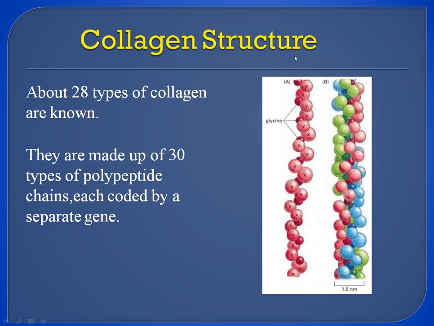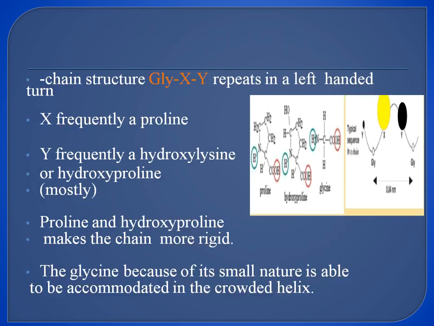Now look at the collagen structure. There are about 28 types of collagen which are known, and they are made up of 30 types of polypeptide chains, each coded by a separate gene. So collagen is a repeat unit of glycine-X-Y. You can see in this figure. So it is a chain structure. Glycine-X-Y repeats in a left-handed turn.